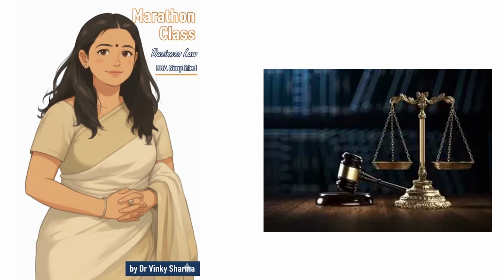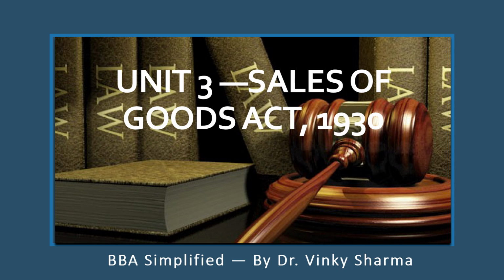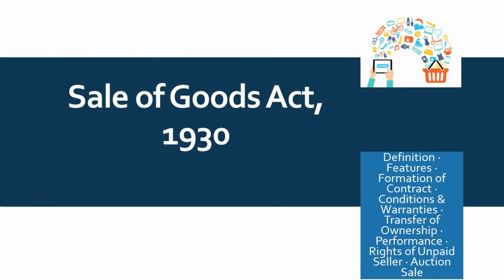In this marathon class of business law, we will begin with Unit 3, the Sales of Goods Act 1930, one of the most important and scoring chapters in business law. So the Sales of Goods Act 1930 deals with how goods are bought and sold, what makes a sale valid, how ownership transfers, and what rights sellers and buyers have. Let's begin with the meaning and purpose of this act.